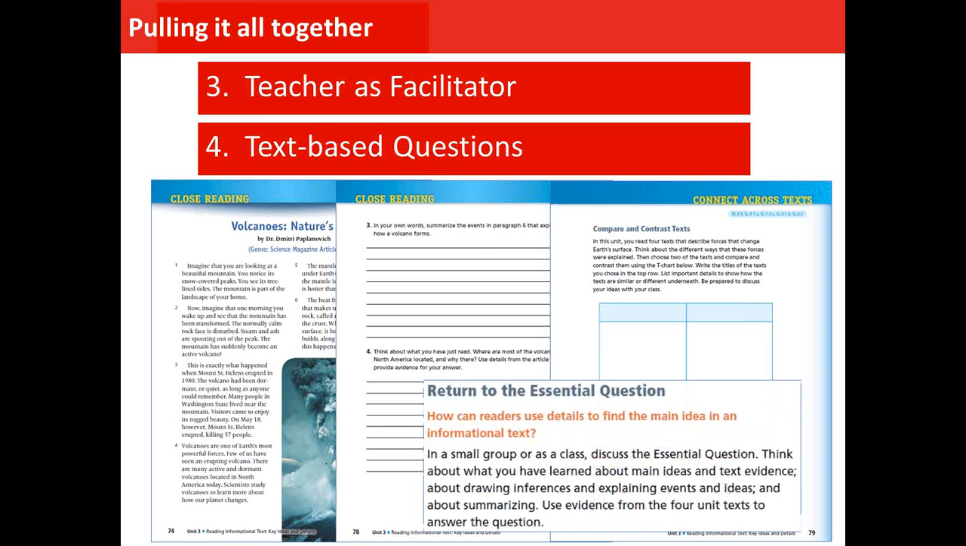Returning to an essential question. How can readers use details to find the main idea in an informational text? In a small group or as a class, discuss the essential question. Think about what you have learned about main ideas and text evidence, about drawing inferences and explaining events and ideas, and about summarizing. Use evidence from the 4-unit text to answer the question.